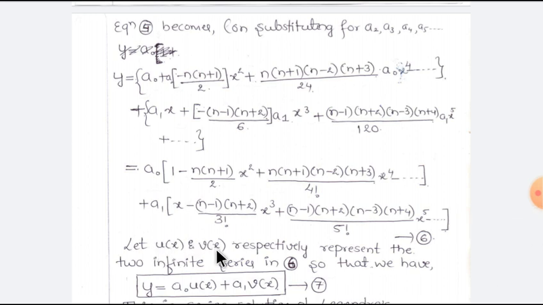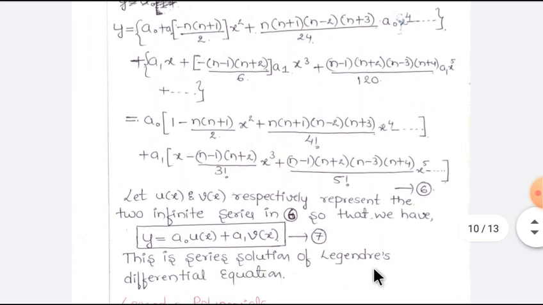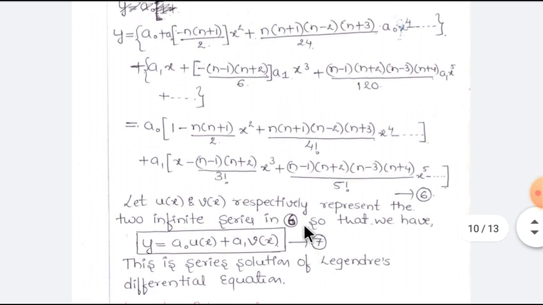Let u of x and v of x respectively represent the two infinite series. Yes, it contains an infinite number of terms, and here also it contains an infinite number of terms. In equation 6, we have y is equal to a naught into this term, this infinite series, written as u of x, plus a1 into this term, written as v of x. Call it equation 7. This is the series solution of Legendre's differential equation.